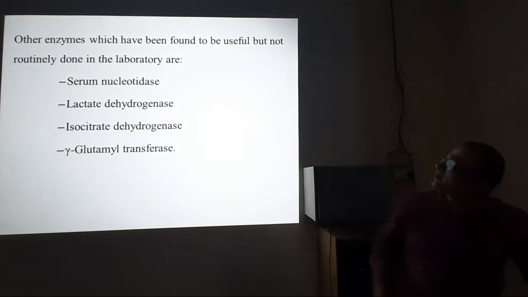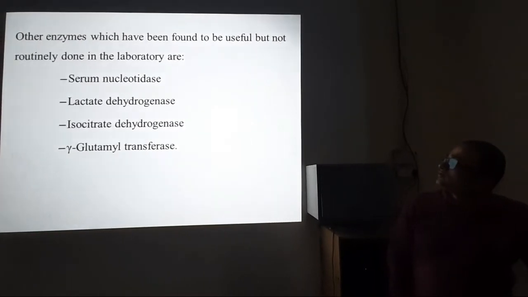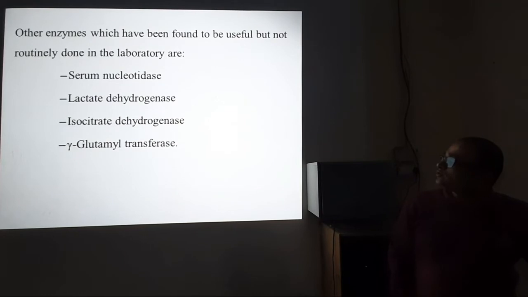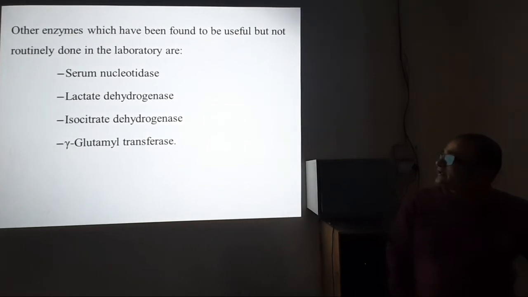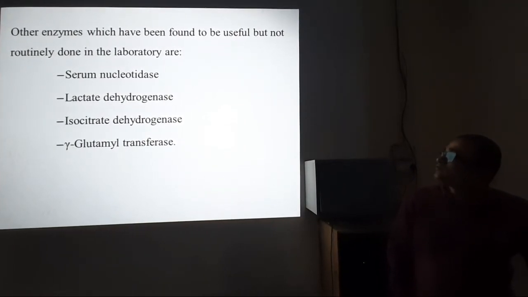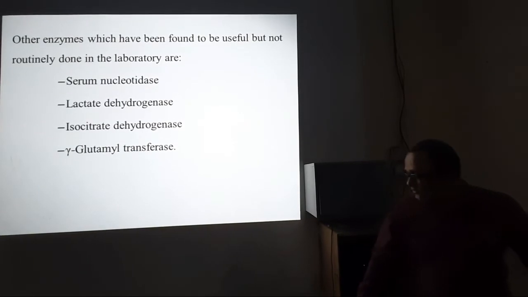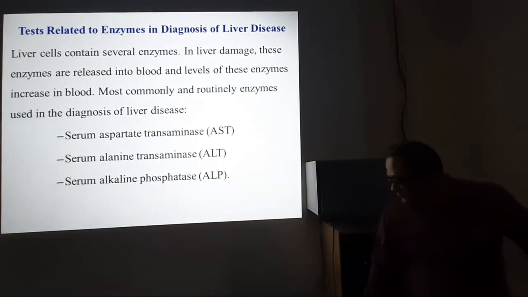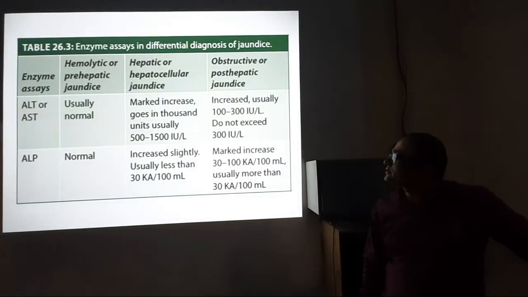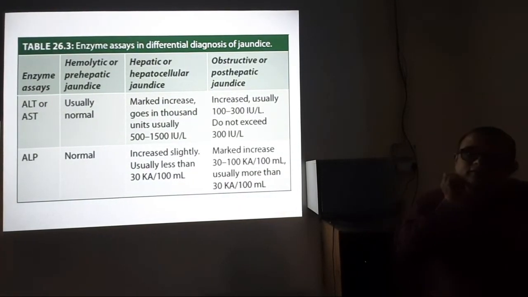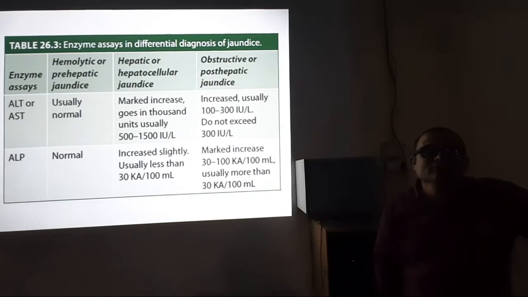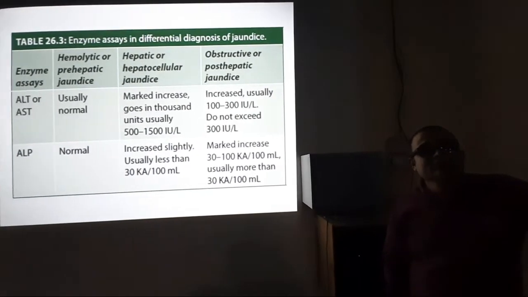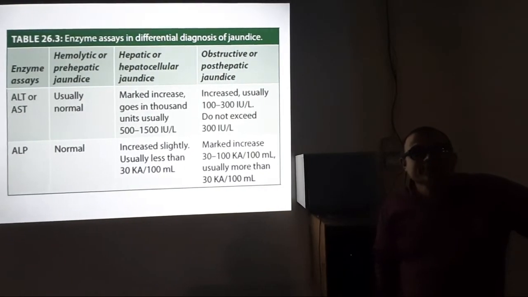So, these are the other enzymes we do: lactate dehydrogenase, 5' nucleotidase, GGT, and isocitrate dehydrogenase. This we do rarely. These three we do commonly: ALT, AST, and ALP. Now, what is the clinical interpretation? Again, we have to differentiate based on these enzymes. We can differentiate hemolytic, hepatic, and post-hepatic jaundice.